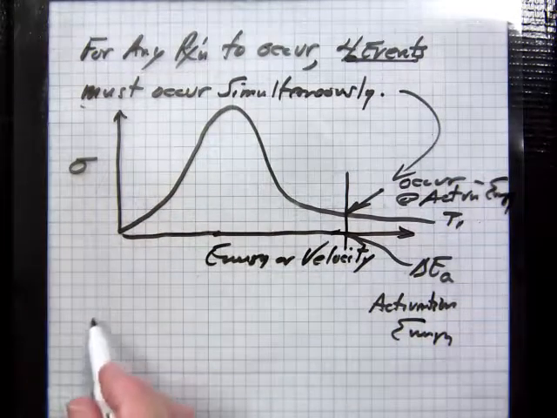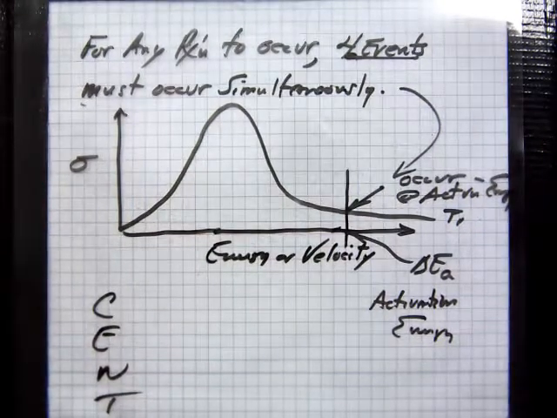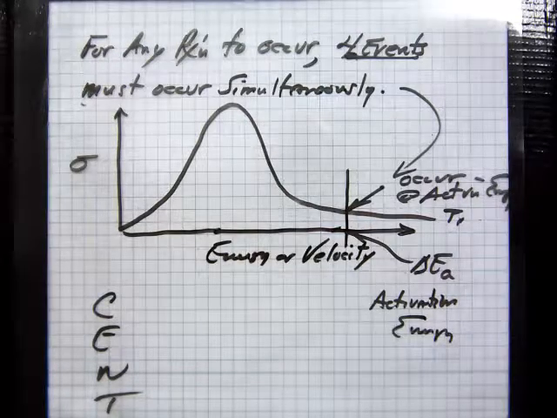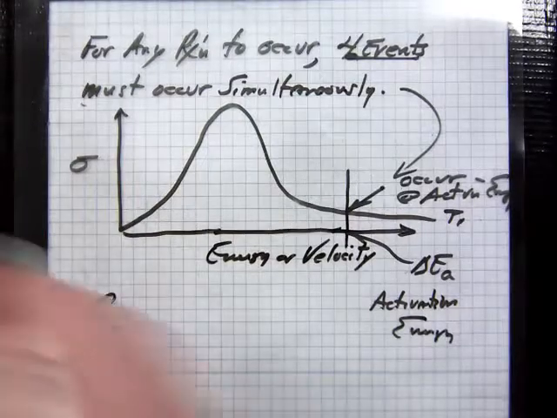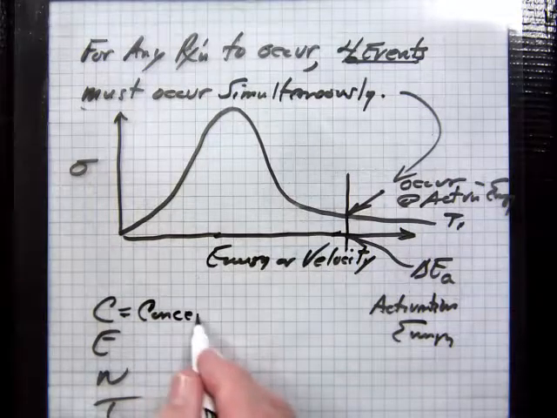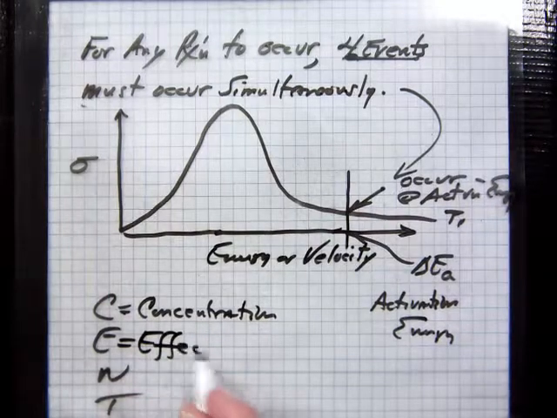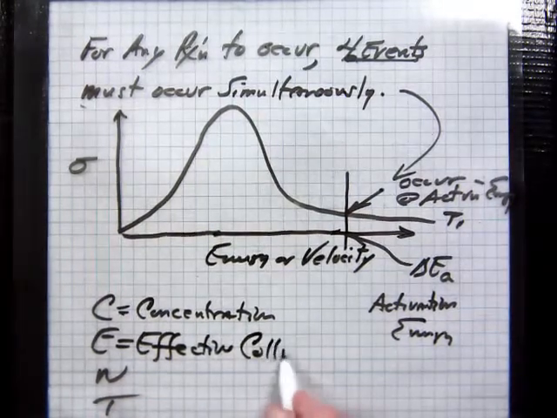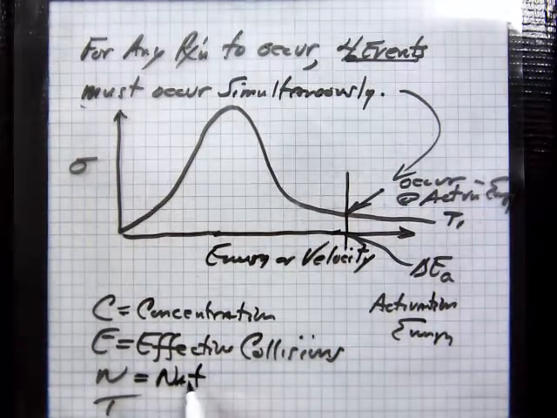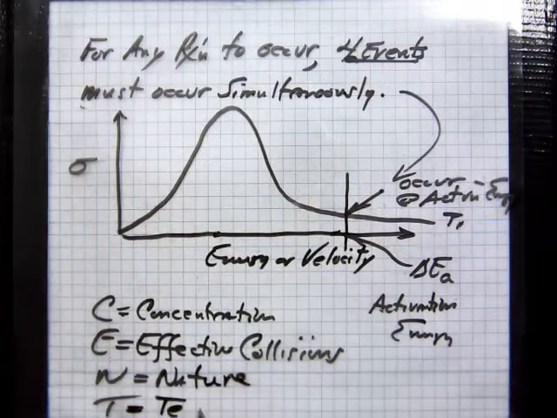These include C, E, N, T. You think I got plenty of acronyms. These four things must come together. You must have a concentration. Now I'm going to give you the words. Effective collisions. Naturally reacting substances, or nature. And temperature sufficient to sustain an activation.